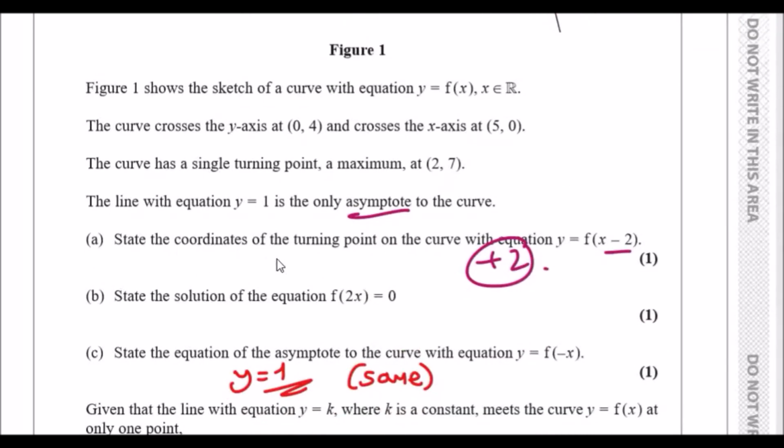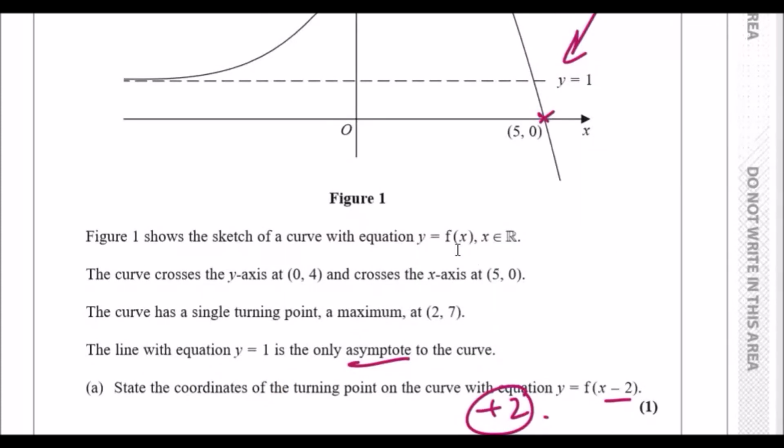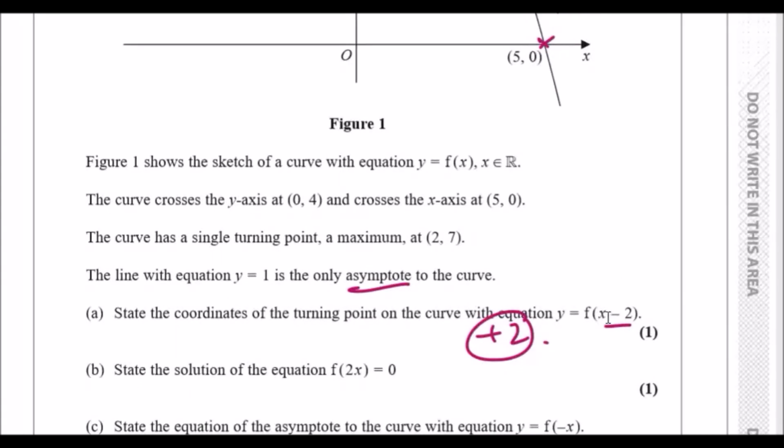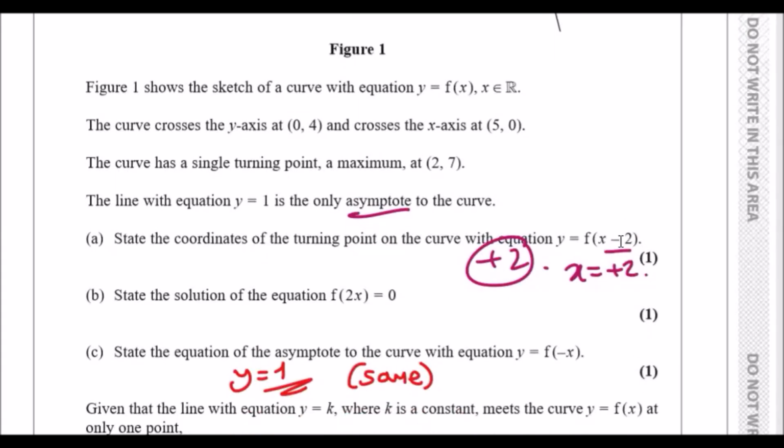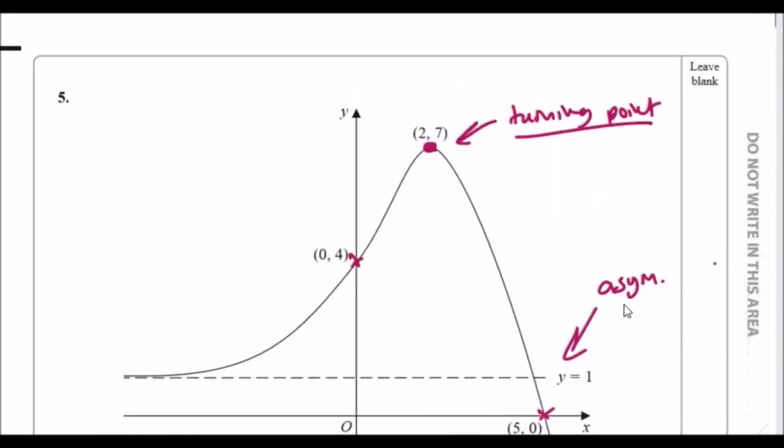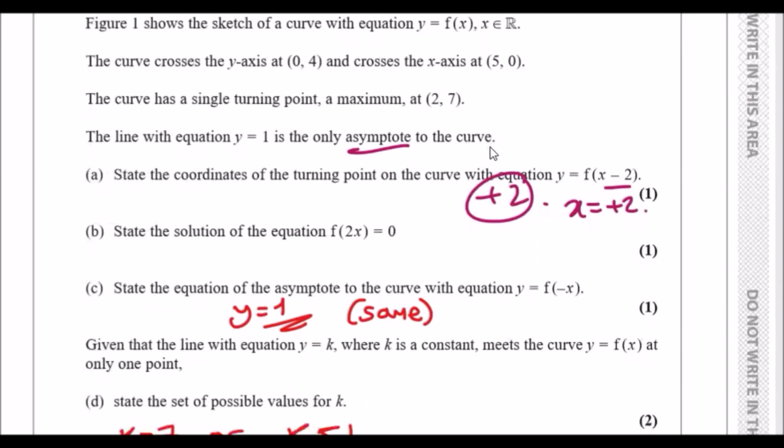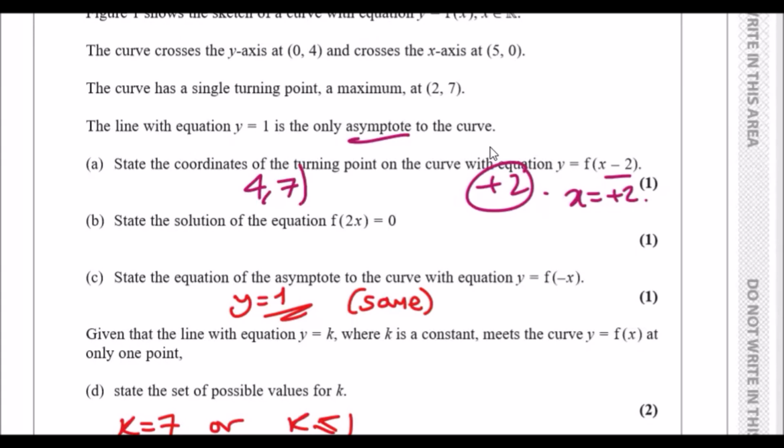So A, state the coordinates of the turning point on the curve with equation y equals f(x minus 2). What this means is that we're dealing with a curve called f(x), and now we want f(x minus 2), the turning point. This tells us that for the x values, if it's x minus 2, we need to add 2 to the x values. That's all it is. When you're working with x coordinates, it's always reverse. This turning point was originally (2, 7), so we add 2 to the x value, it becomes (4, 7), so it moves to the right by 2. So the coordinate here is (4, 7).